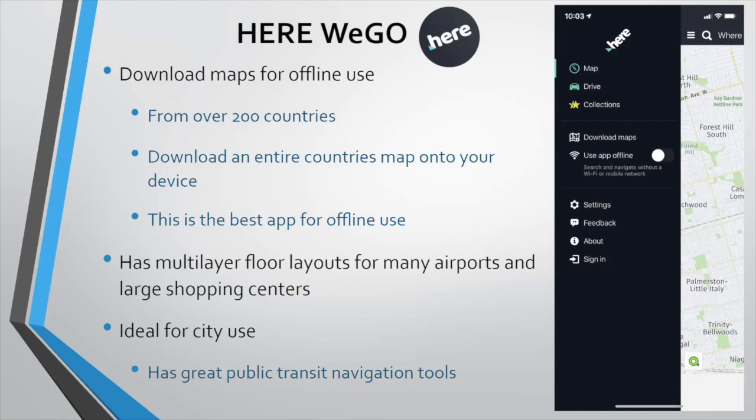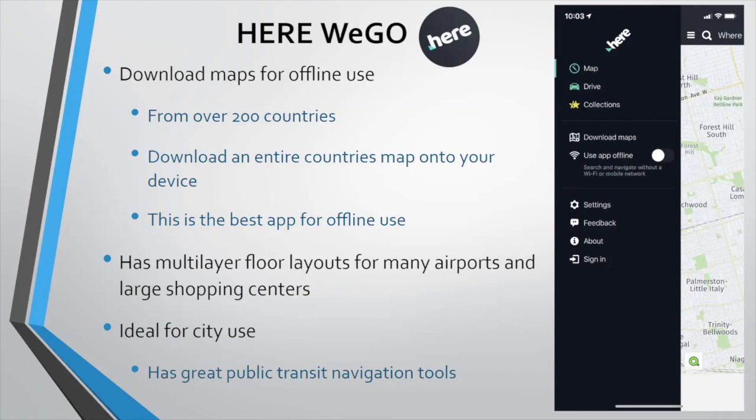They have over 200 countries that you can download maps for. You can download the entire country map onto your device if you so wish. So again, that's really great for travel. It's probably the best app for offline use in terms of map applications.